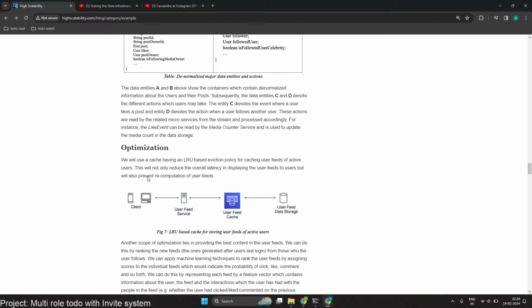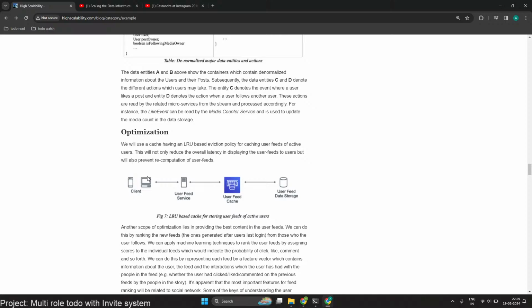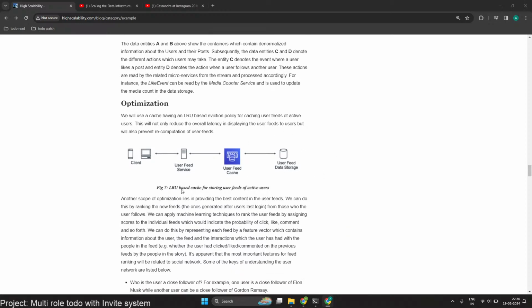We have optimization. We will use a cache and an LRU-based eviction policy for caching the user feed of active users. This will not only reduce the overall latency in displaying the user feed to users, but will also prevent decompression of the feed. So, an LRU-based cache for storing the user feed of active users.